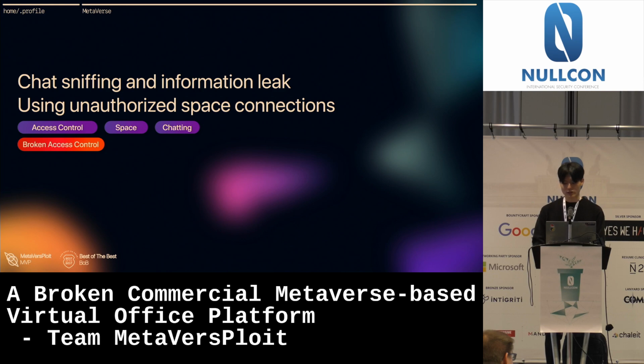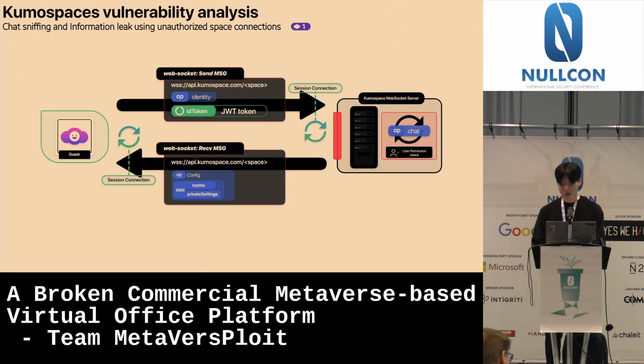Now, I'll talk about the chat sniffing and information leak using unauthorized space connection. This is normal WebSocket communication in CommSpace. When you send a JWT token with the identity command, the server checks it and checks the user's permission. Then you will receive information about the config command and room.